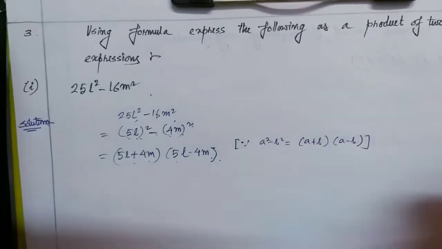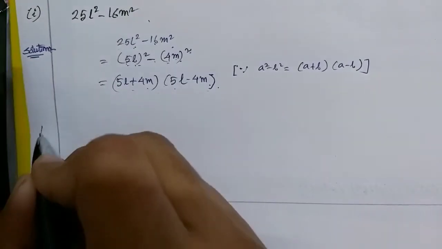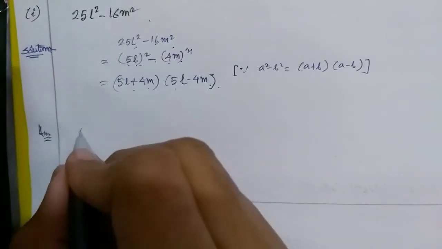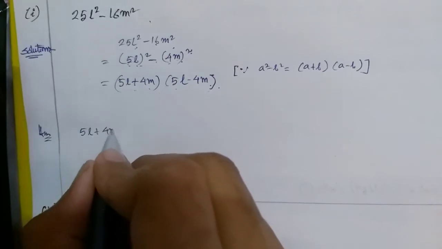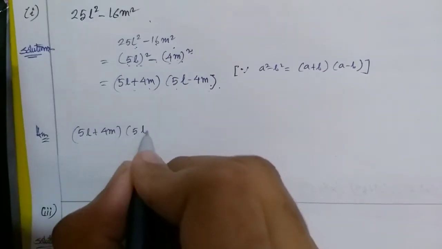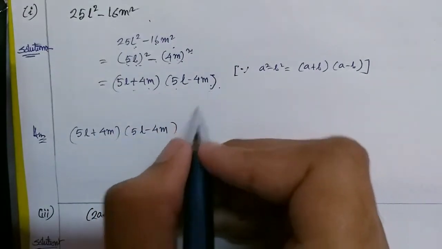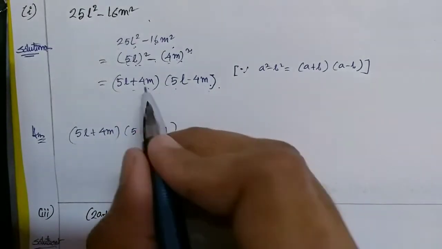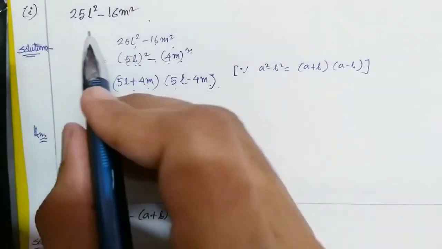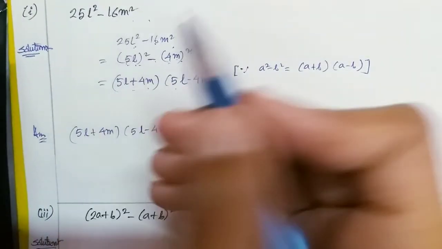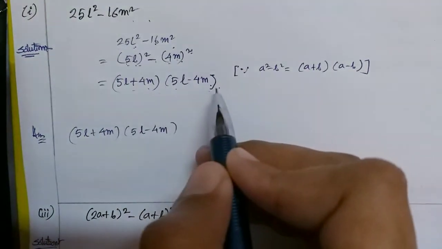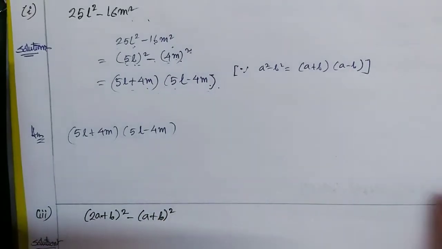So therefore this is the answer. The answer is (5L plus 4M) into (5L minus 4M). Remember, you are not supposed to take the multiplication any further, because if you multiply them once again, you will simply get the given question back. So you have to leave the solution up to this only.